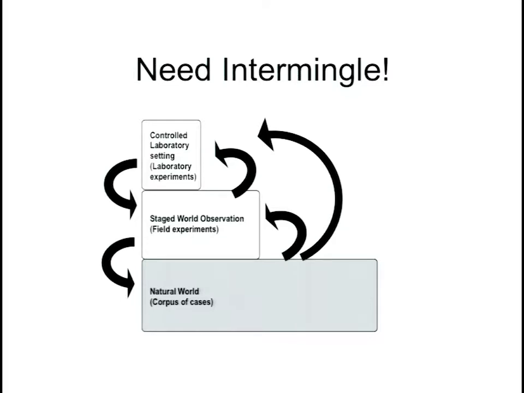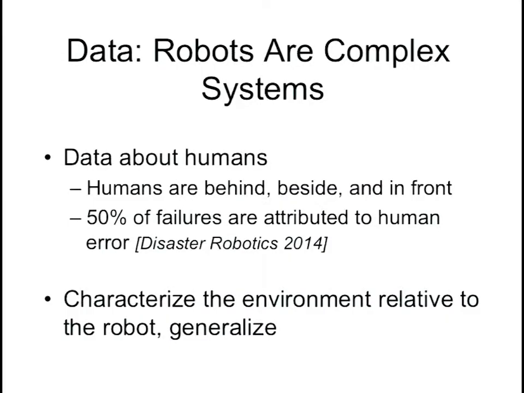So that gets us to the issue of data. And so the data to make these types of observations, we know a lot of the performance data, but there are two parts that I think make robots even more different. And that's that we need data about the humans, because robots are part of a complex system that includes a human in there somewhere. And we want to characterize the environment. How do we say what environments a particular robot works in?